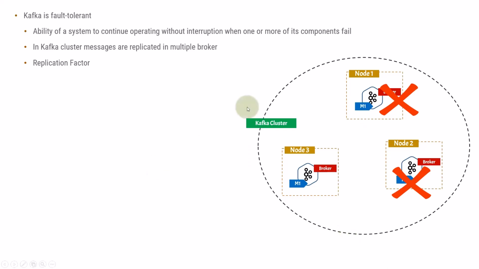So Kafka is fault tolerant. Why? Because it is a distributed application and the messages are replicated. In later videos, we'll see how we can replicate the messages and on which configuration basis. Okay. Now Kafka is a scalable system, which means what?